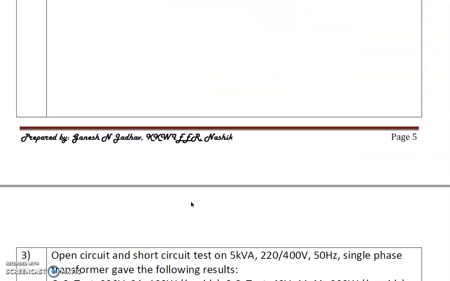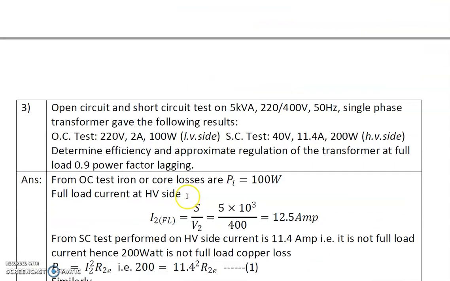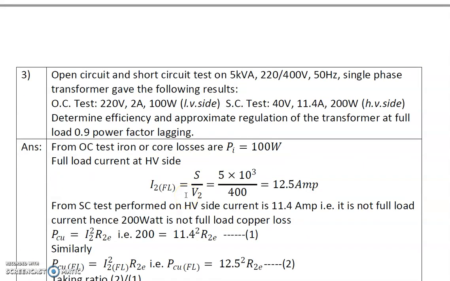So this is the end of the second problem. Let's solve the third problem. In the open circuit and short circuit tests, results are given. The open circuit test is performed on the LV side and the short circuit test is performed on the HV side.